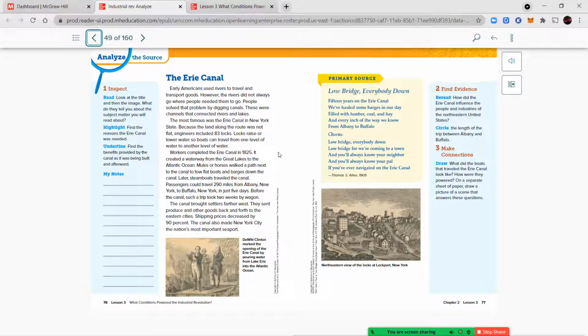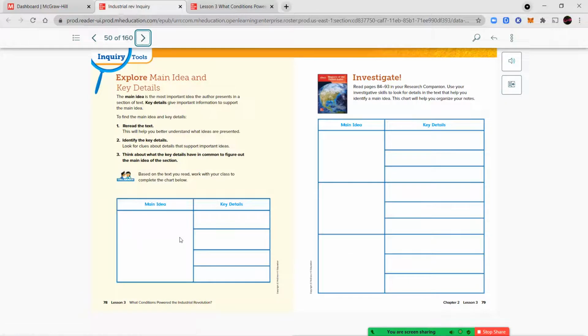We also learned that the time of travel between Albany to Buffalo went from being 2 weeks long to being only 5 days long. As we read on, we also see that the canal brought settlers farther west. And because of the canal, shipping prices decreased by 90%. So that's going to be your main idea and your key details for this section.